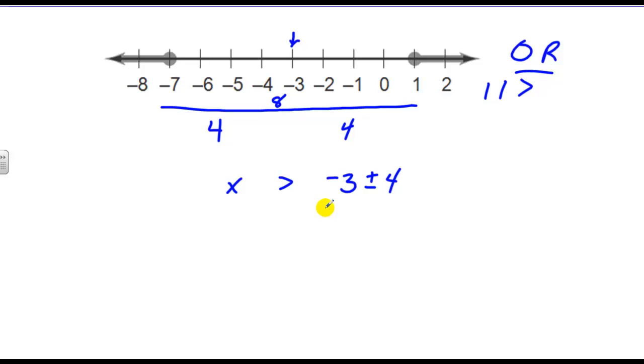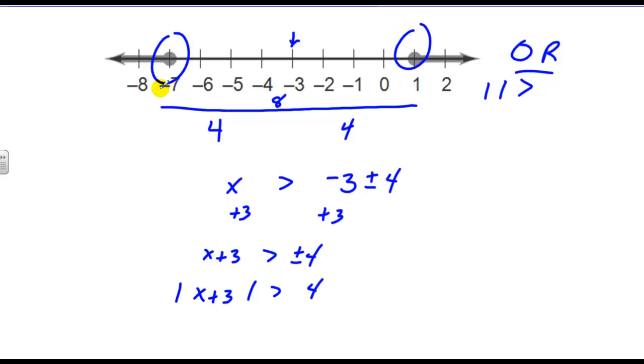If I add 3 to both sides, I have x plus 3, sorry, is greater than plus or minus 4. Take away the plus or minus, put in the absolute value. And you'll notice in this case, since I have filled in circles, I have to go greater than or equal to.